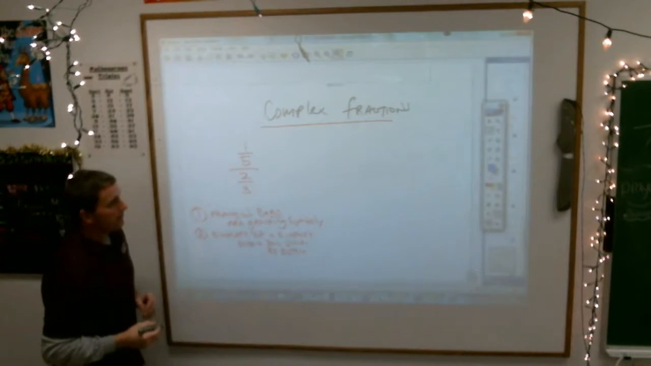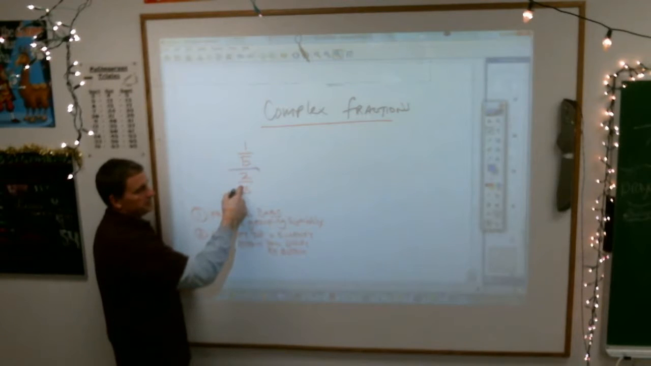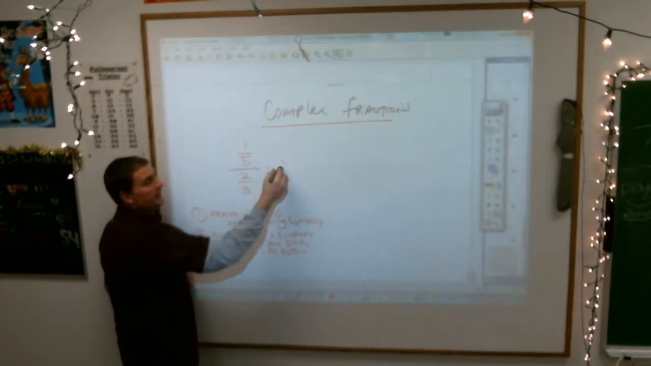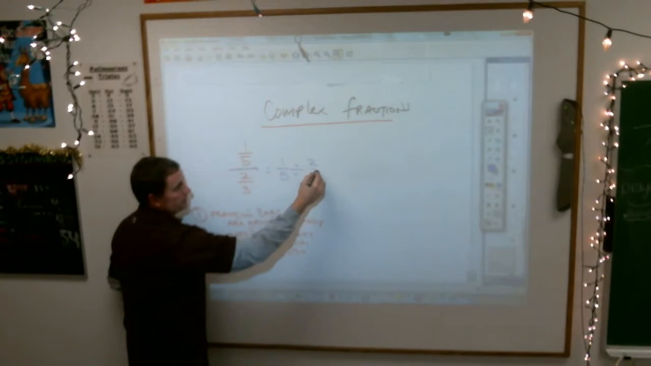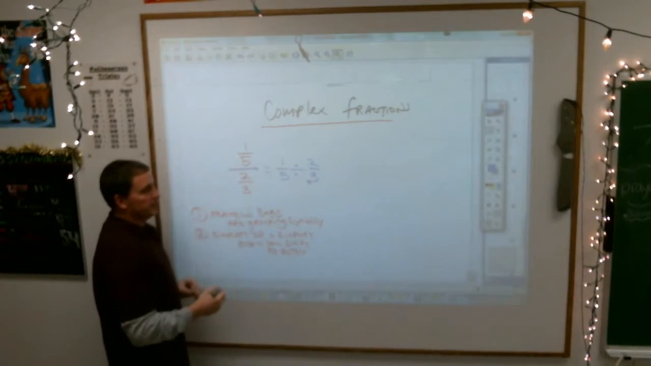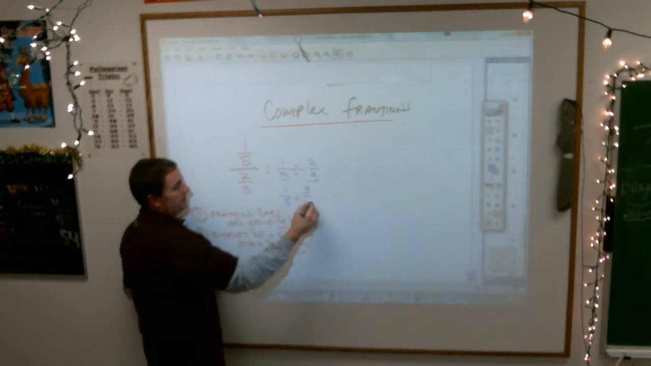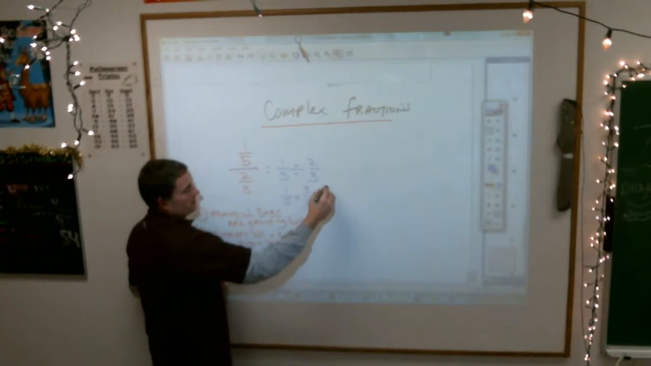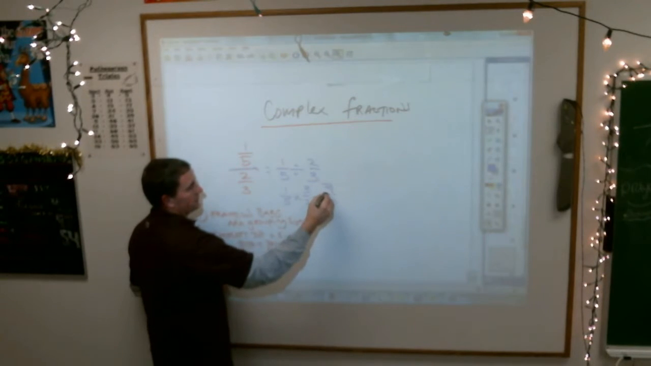Step 1. Just remember that a fraction is nothing more than a division symbol. So this is the same thing as saying 1/5 divided by 2/3, which is the same thing as 1/5 times 3/2, which is 4/10, or 3/10, whichever way it works.